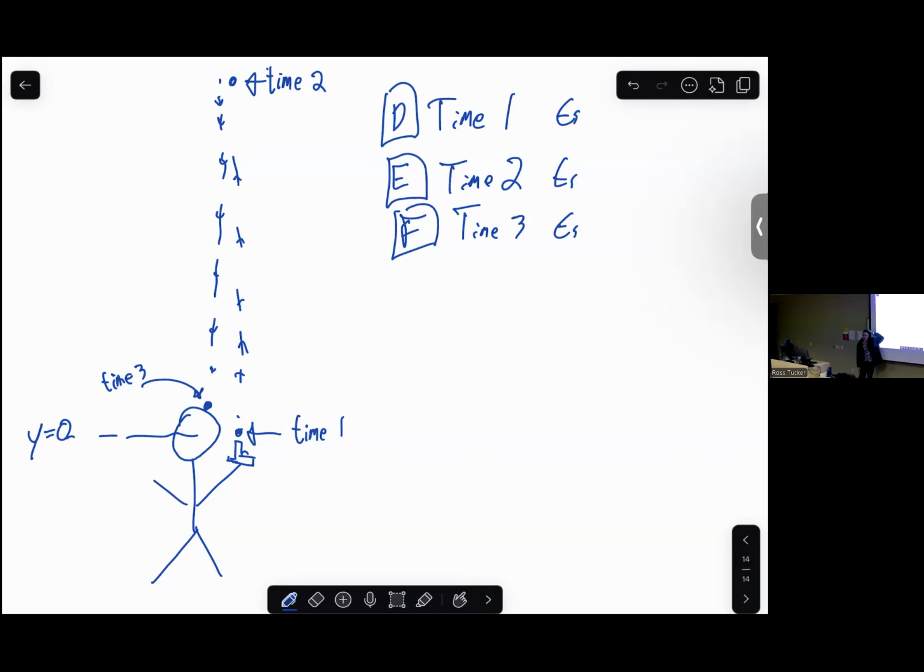At the peak, am I moving? No. At the peak of my motion, suppose I'm going up, then a second later I'll be higher. That's not the peak. Suppose I'm moving down, then an instant before, I must have been higher. At the peak of your motion, your velocity is 0. Correct, kinetic energy equals 0 at time 2.